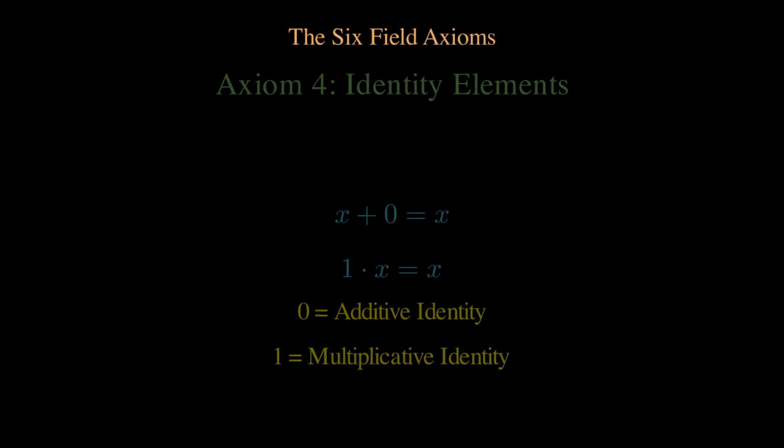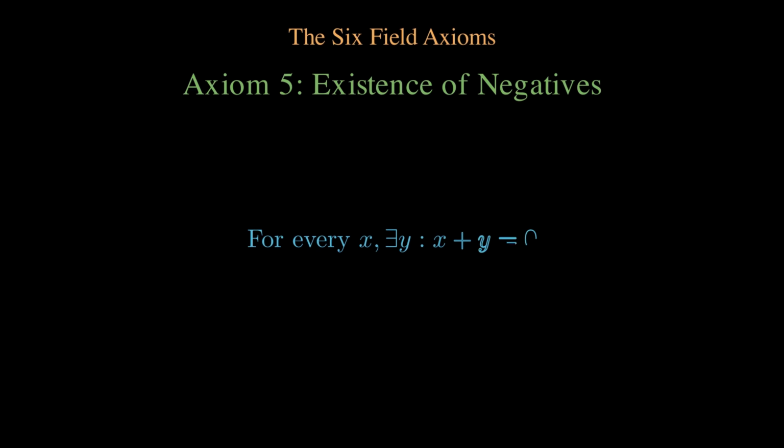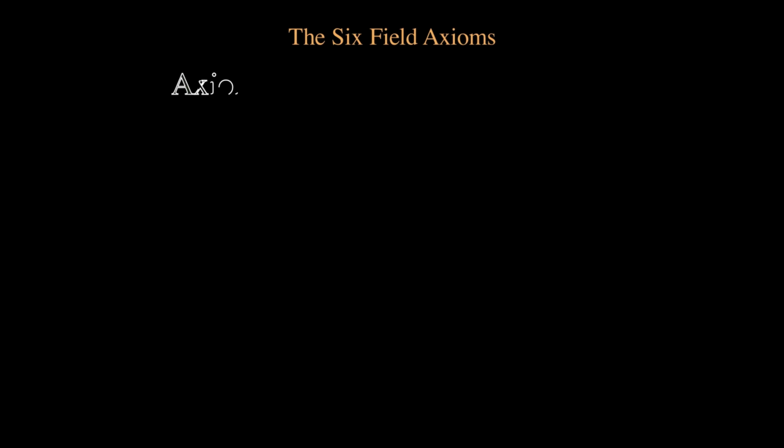Axiom 5 is the existence of negatives. For every real number x, there is a real number y, such that x plus y equals 0. This number y is called the negative of x, written as negative x. For example, the negative of 7 is negative 7, because 7 plus negative 7 equals 0.